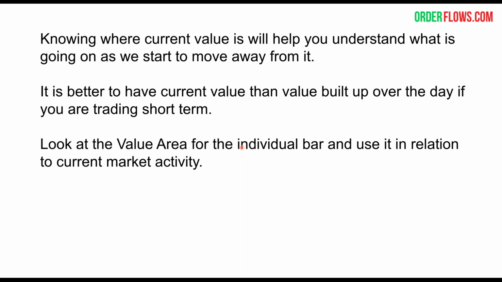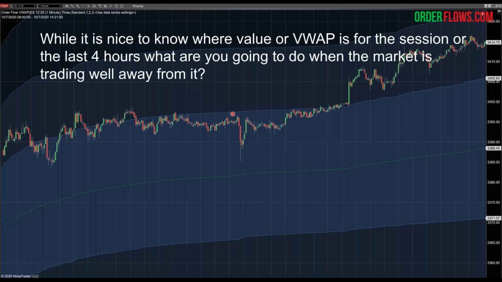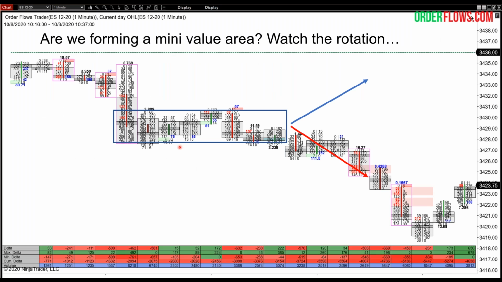Now, what you can do is look at the value area for the individual bar and use it in relation to current market activity. Now, the order flows trader software, I know you can do it on a lot of software. You can actually draw the volume profile like this for each individual bar, okay? But I found that kind of annoying actually, because you have all these different colors drawing over every bar. So what I did on the order flows trader software is, you can draw the profiles, but I said, just put a box around the value area, right? You can see these gray boxes.